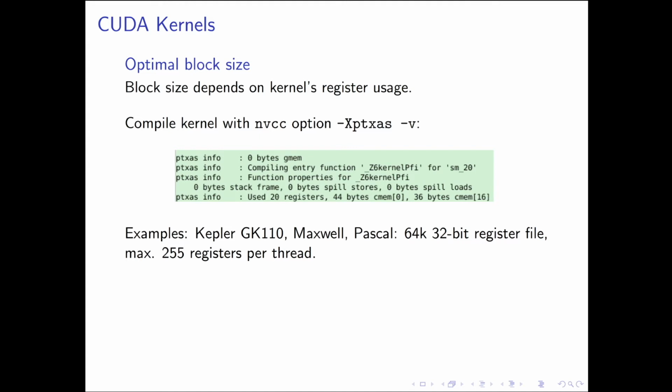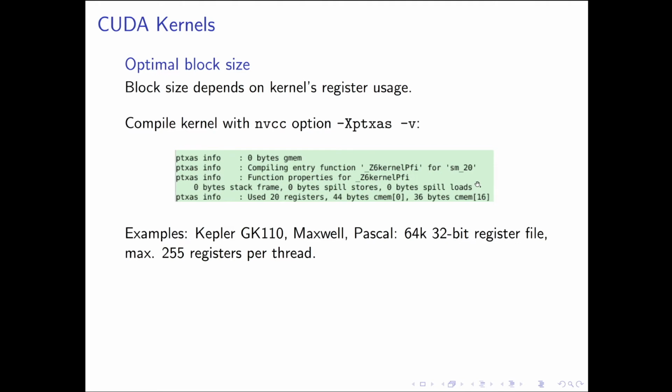If we call NVCC in this particular way, then it will report certain statistics about the kernel that was just compiled. Here's some example output from ptx-as. When you pass the -v verbose option, it tells you the name of the kernel that was compiled. In this case, the kernel was just called kernel, and I compiled it for the SM20 compute architecture. This is a flag that I can also pass.